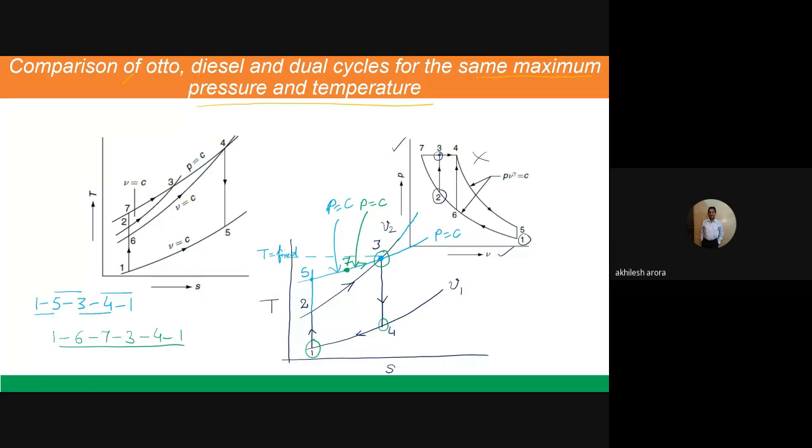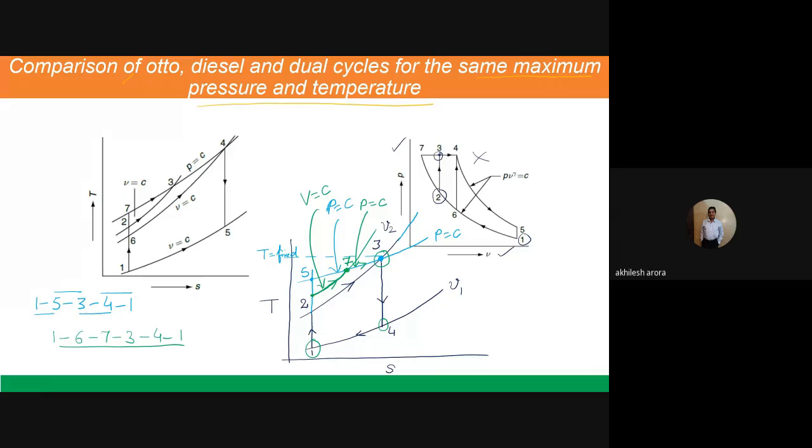Okay, so I will once again backtrack, and I will draw a curve which is representing the constant volume process here, because its slope is larger, so it is going something like this. Okay, so this is 2 to 7, and this is the heat supply at constant volume in case of dual cycle. And one thing I would like to tell you here, that we have arbitrarily chosen the point number 7. Okay, so it's up to us.